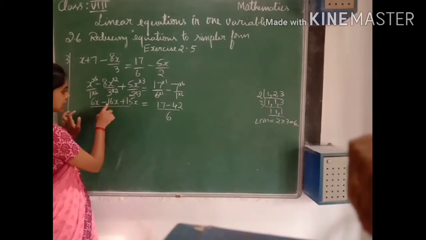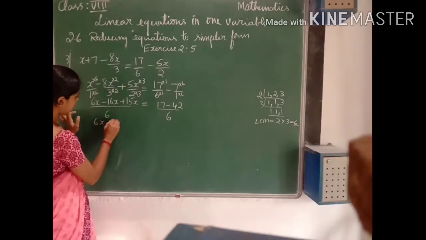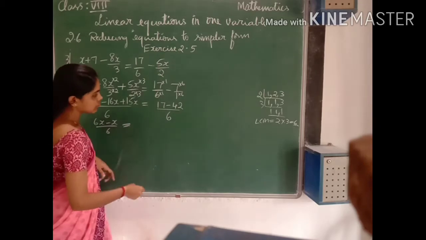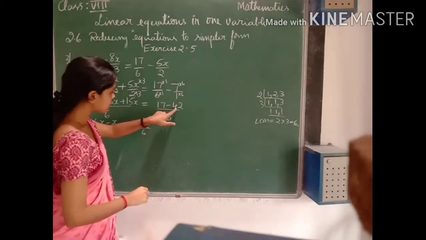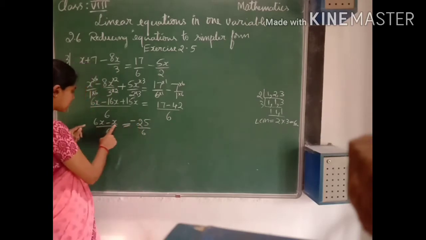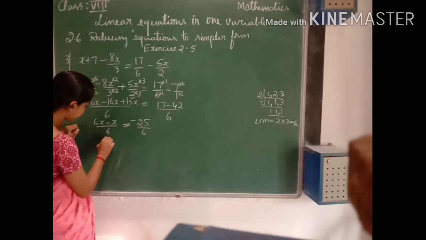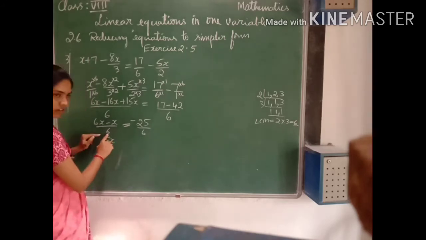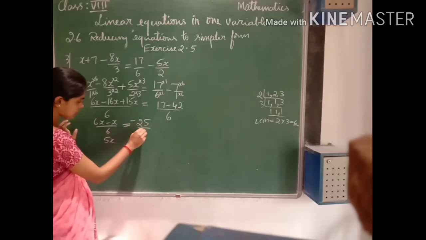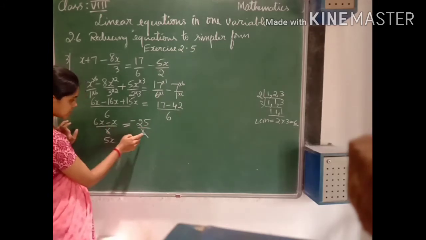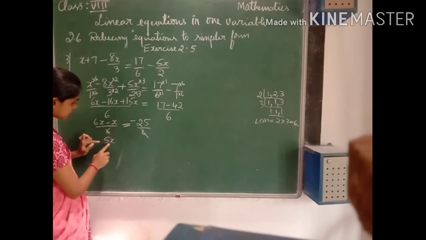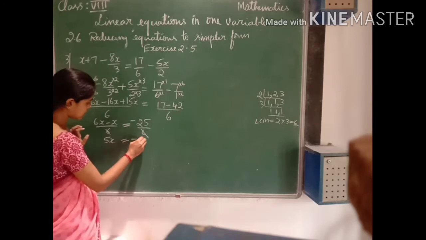15x minus 16x will become minus x divided by 6, is equal to 17 minus 42. How much is 17 minus 42? It is minus 25 by 6. Then 6x minus x is equal to 5x. Here the denominators on both sides are the same, so you can cancel them. Then what remains is 6x minus x, which is 5x, that is equal to minus 25.